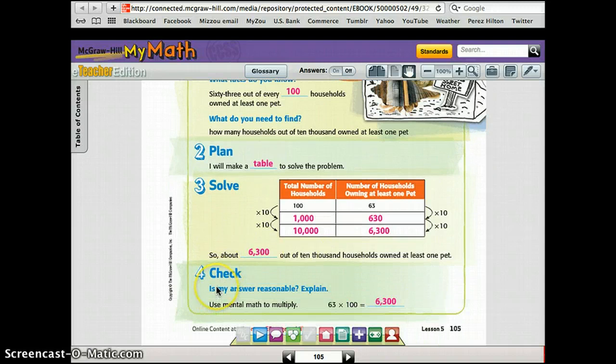Our last step is to check. You have to think about, is your answer reasonable, and explain. You have to use your mental math to multiply here. Use that power of 10 strategy that we talked about. 63 times 100, did it work? And check your answer that way.